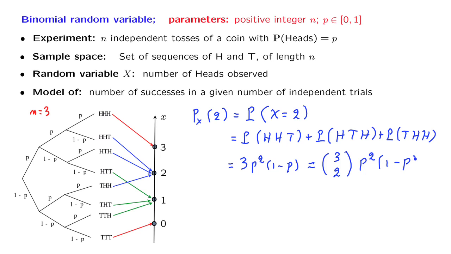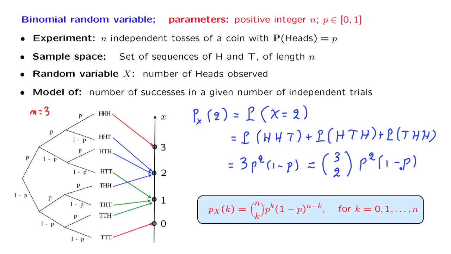More generally, we have the familiar binomial formula. So this is a formula that you have already seen. It's the probability of obtaining k successes in a sequence of n independent trials. The only thing that is new is that instead of using the traditional probability notation, now we're using PMF notation.